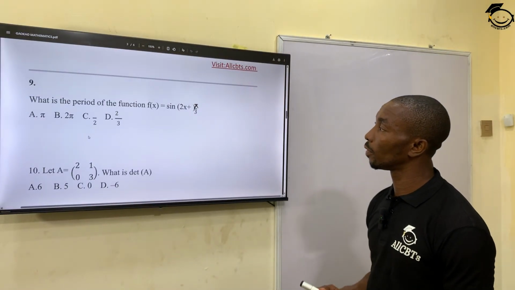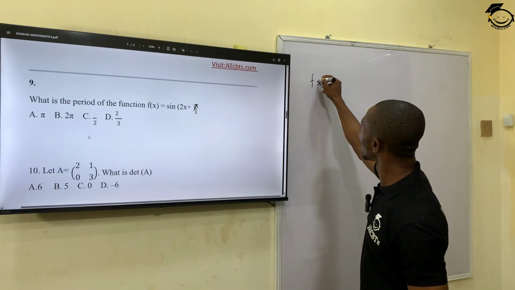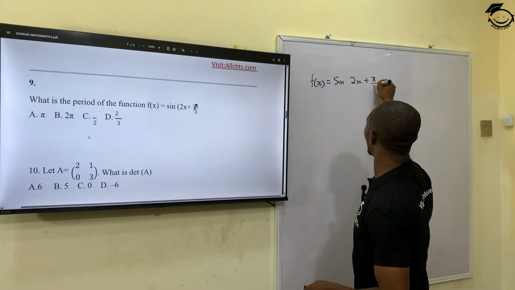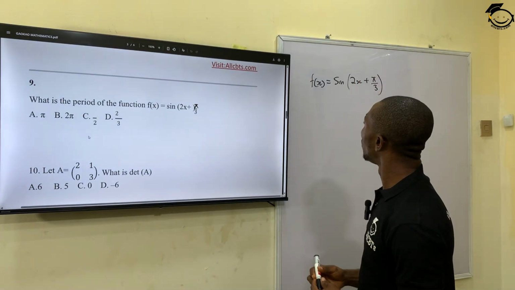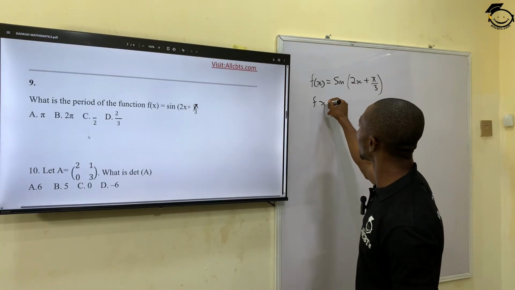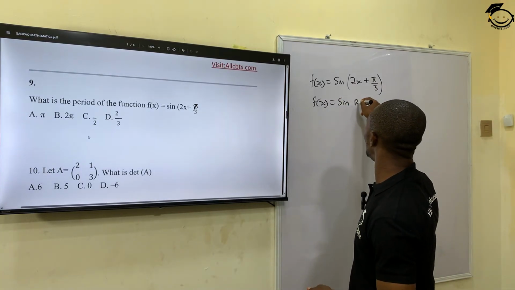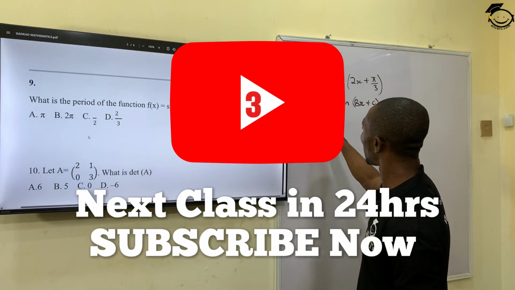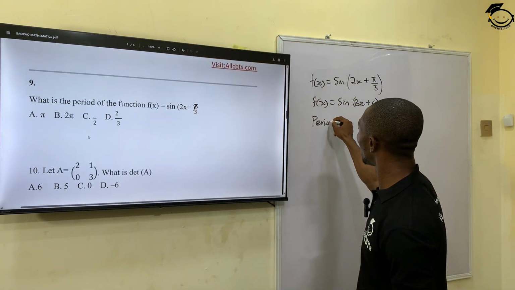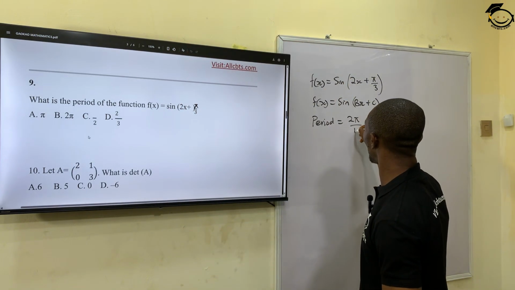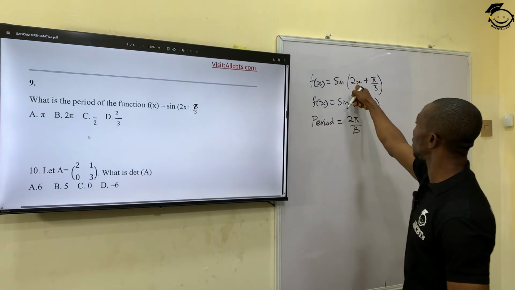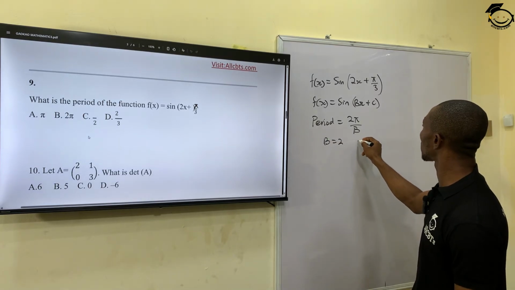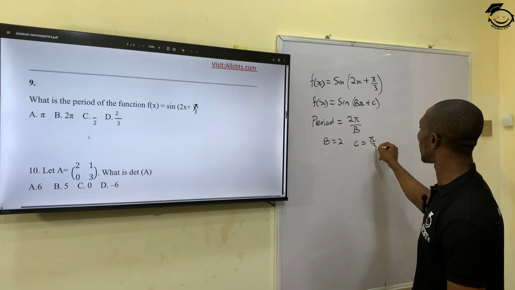What is the period of the function f of x equals sine of 2x plus pi over 3? Alright, now our function for sine is sine of bx plus c, where we use the formula for the period equals 2 pi over b. Okay, now in this case, our b equals 2 and our c equals pi over 3.